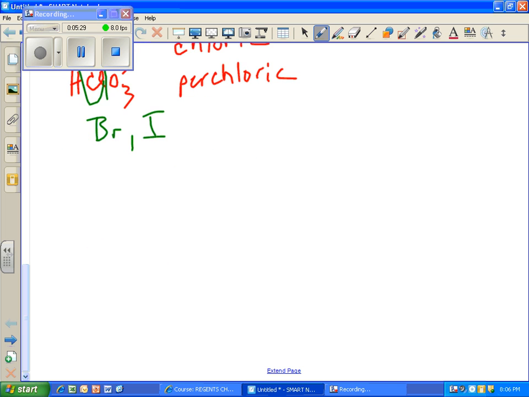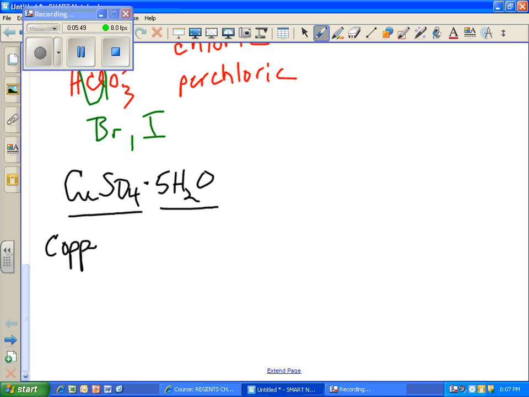And the last, very last packet is hydrates. Hydrates like CuSO4·5H2O. That means you have copper sulfate and 5 water molecules attached to it. So this would be copper. And remember, copper comes in 2 charges. In this case, you reverse the crisscross, you get copper(II) sulfate. And you use the Greek system. There's 5 waters, so pentahydrate.